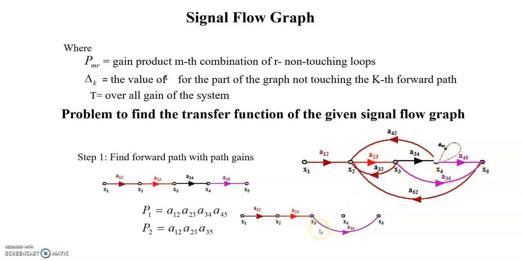You write the product, that is the gain of that path. So P1 is equal to A12, A23, A34, A45, and then P2 is A12, A23, A35.